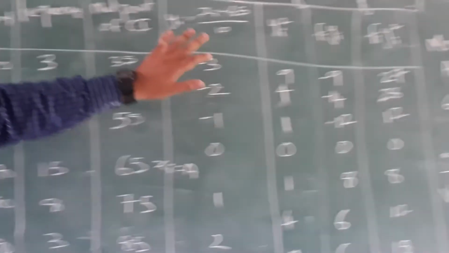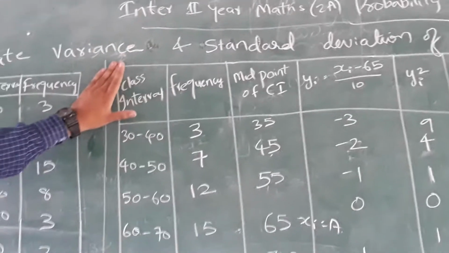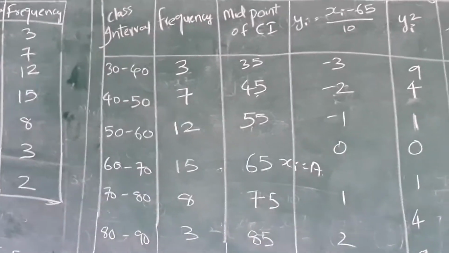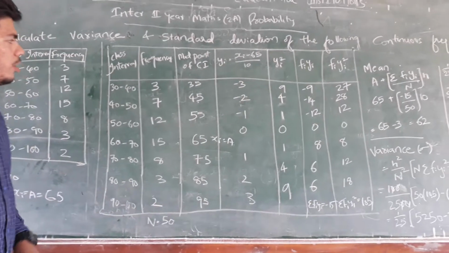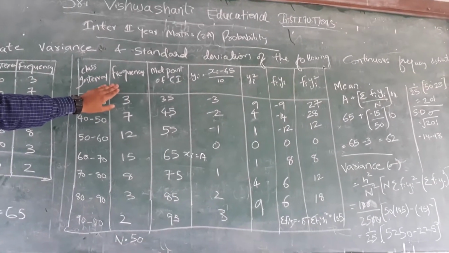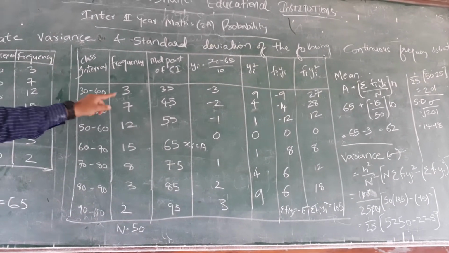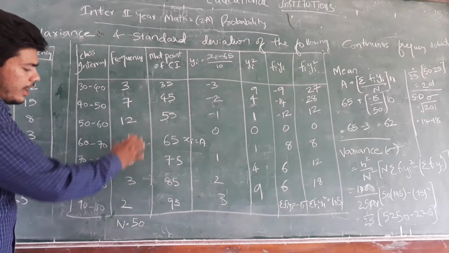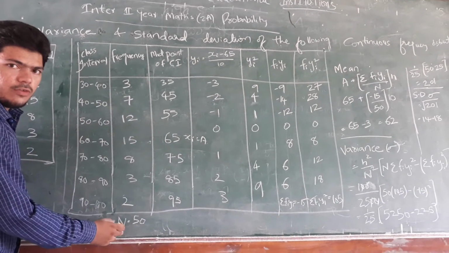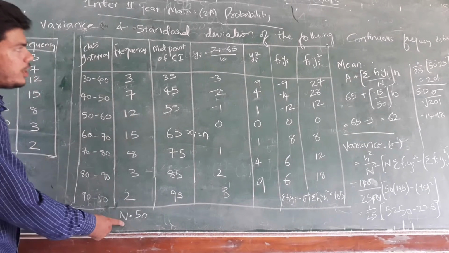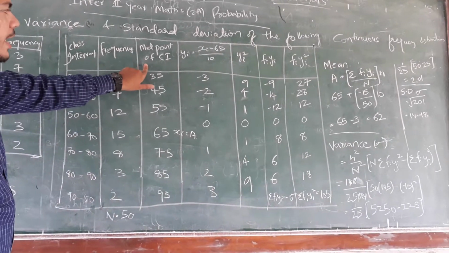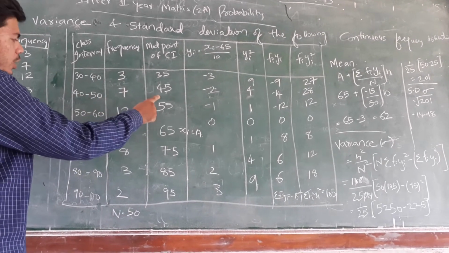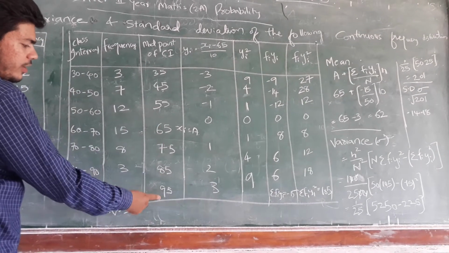Now let's see. The class intervals are 30 to 40, 40 to 50, 50 to 60, up to 90 to 100. The frequencies he gave are 3, 7, 12, and so on, in the question. Let's add all of them. What value do we get? N is equal to 50. Now the midpoints of the class intervals: 30 to 40 is 35, 40 to 50 is 45, in the same way 55, 65, 75, 85, 95.